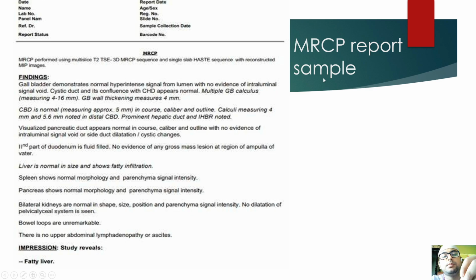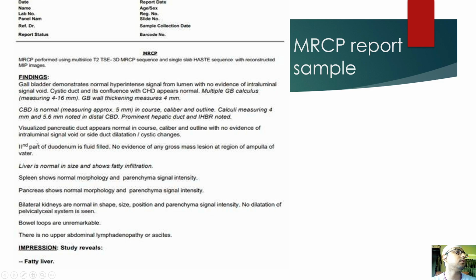Here is how the MRCP report is explained. So the gallbladder is demonstrated normal, with hyperintense signal from the lumen with no evidence of intraluminal signal void. Sometimes a stone can be seen within the gallbladder, a gallbladder stone associated with cholelithiasis. So the stone is radiolucent and the whole channel will be radio opaque due to dye. So anywhere you see any black shadow, whether in the pancreatic duct or in the biliary duct, extra or intrahepatic biliary channel, it is a stone or any foreign body.